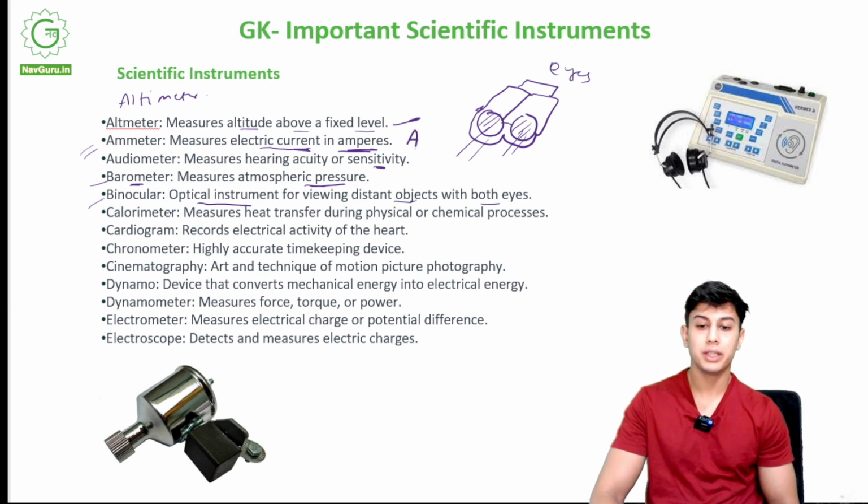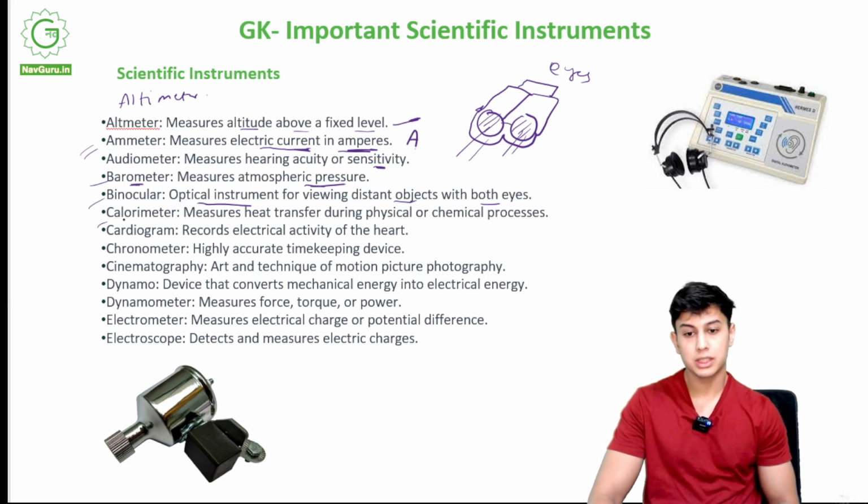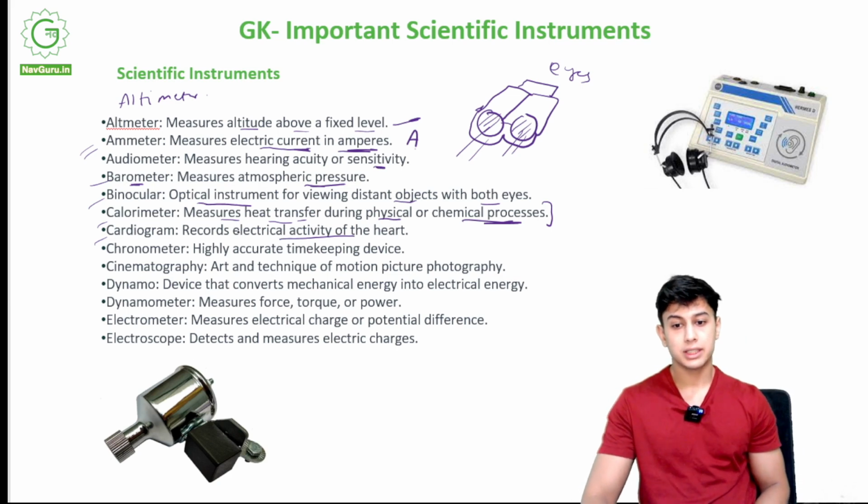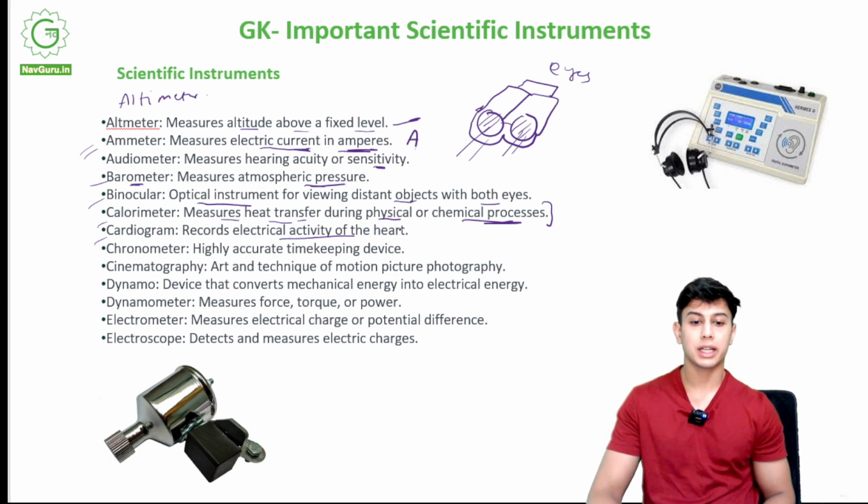We have the calorimeter. What is a calorimeter? We studied about that in heat. It measures heat transfer during physical or chemical processes, how much heat is being produced. Cardiogram. Now what is a cardiogram? It records electrical activity of the heart. Our body also has electricity flowing through it, electrolytes, right? This cardiogram records the electrical activity of the heart.